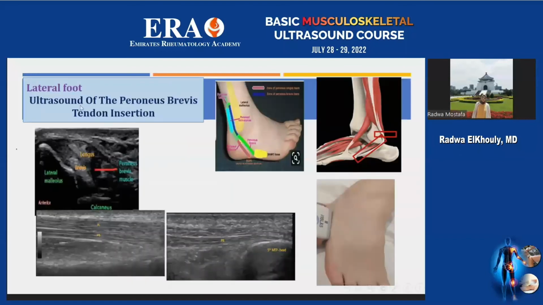In the lateral foot, as we start at the ankle, we have two tendons, peroneus longus and brevis. Peroneus longus will go deep in the plantar aspect, and the peroneus brevis inserts into the fifth metatarsal. I will turn my probe to the long axis and follow it in the lateral aspect of the foot. The tendon of peroneus brevis appears as a hyperechoic line till its insertion to the fifth metatarsal head.